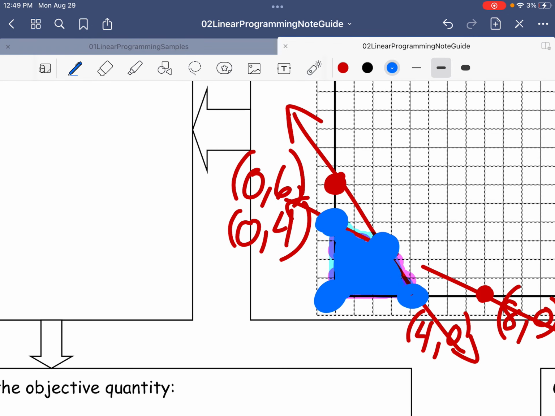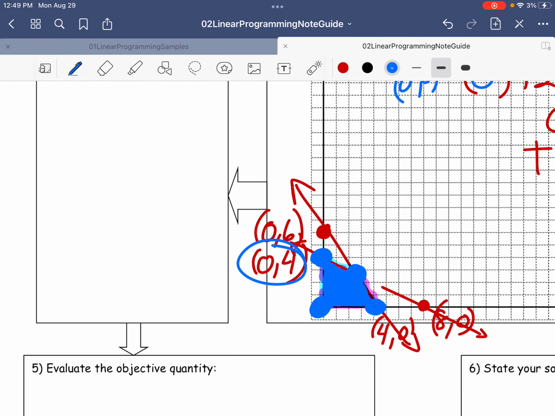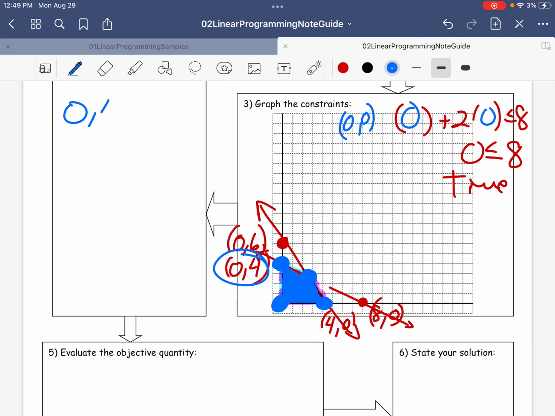Now, it looks like 0, 4 is a vertice. It looks like 4, 0 is a vertice.